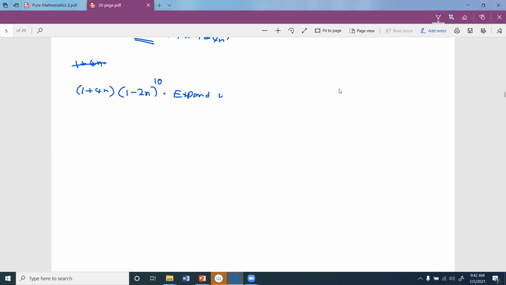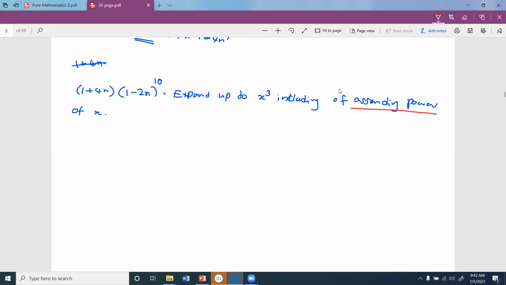expand up to x to the power 3, including ascending power of x. Right. Okay, so this is the important term we have to understand. That means ascending power of x.